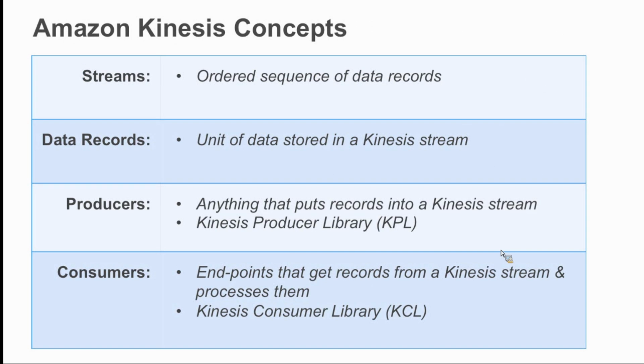All right, some concepts just to crystallize in people's minds how Kinesis works. So streams are ordered sequences of data records. The data records are the unit of data that gets pumped through a Kinesis Stream. We have producers, so they're anything that can generate a record and send it into the Kinesis Stream. These are usually implemented using our Kinesis producer library that simplifies the development of producers. Consumers provide the endpoints that receive the records from the Kinesis stream and perform processing on them. They use the Kinesis consumer library.